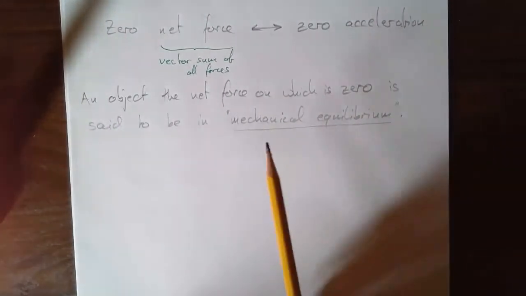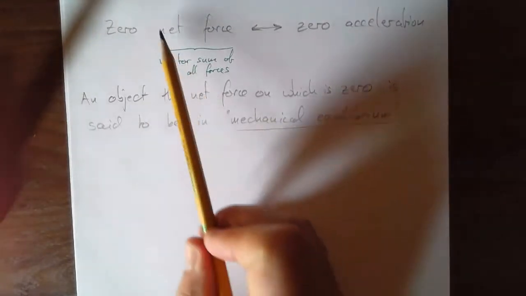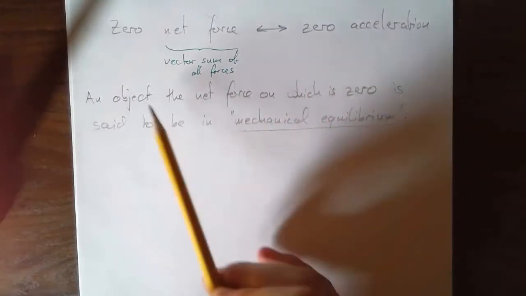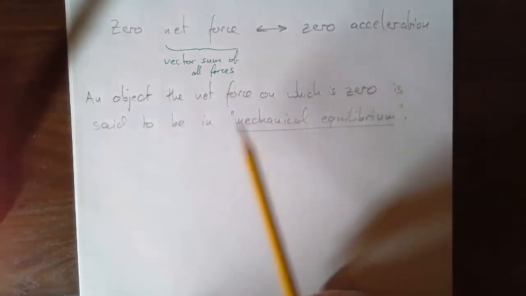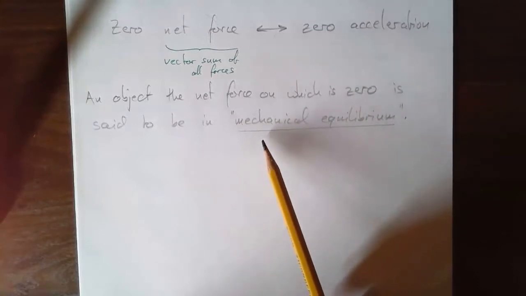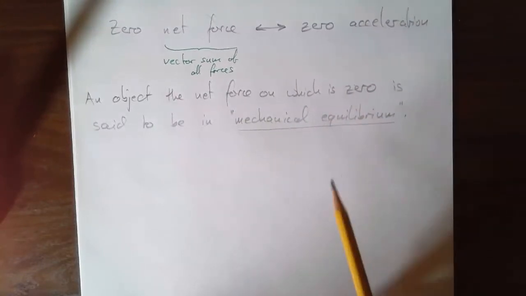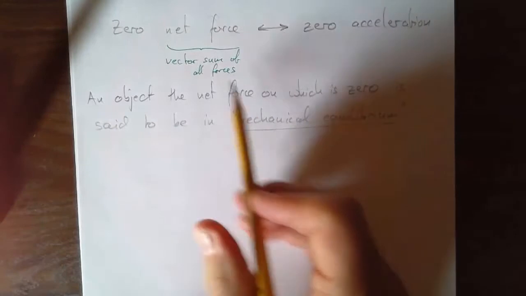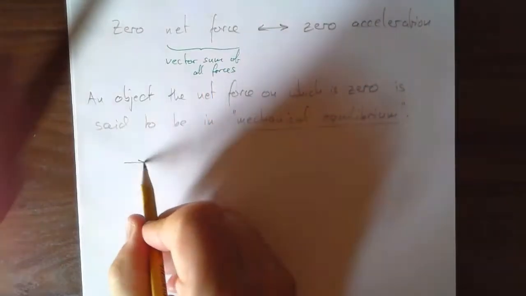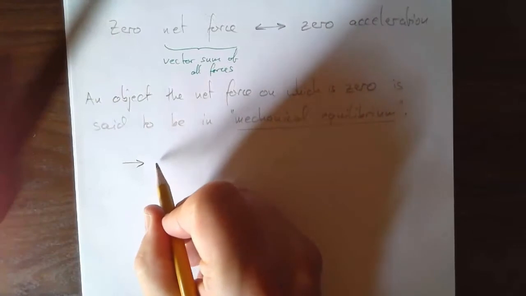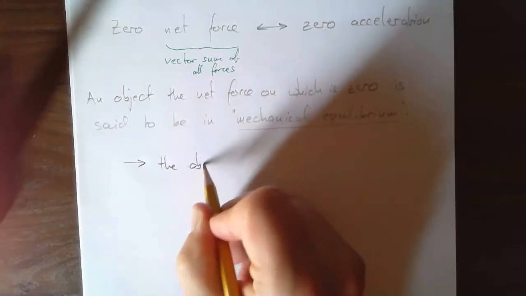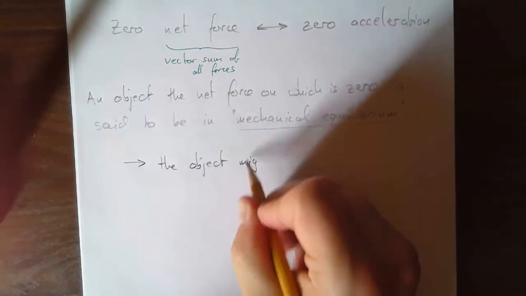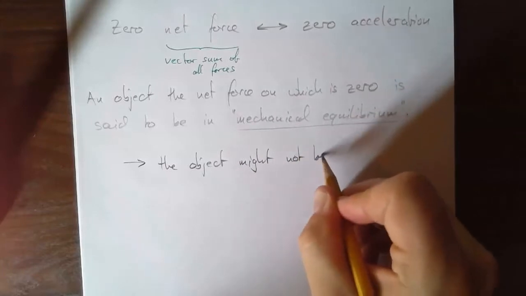Okay, so let's define this term mechanical equilibrium. Well, mechanical equilibrium corresponds to exactly this situation. An object on which the net force is 0 is said to be in mechanical equilibrium. Now, I've got to be careful. There's one subtlety here that often gets overlooked, and that is the following. So when something has 0 net force, 0 acceleration, one option is that the object could just not be moving at all.